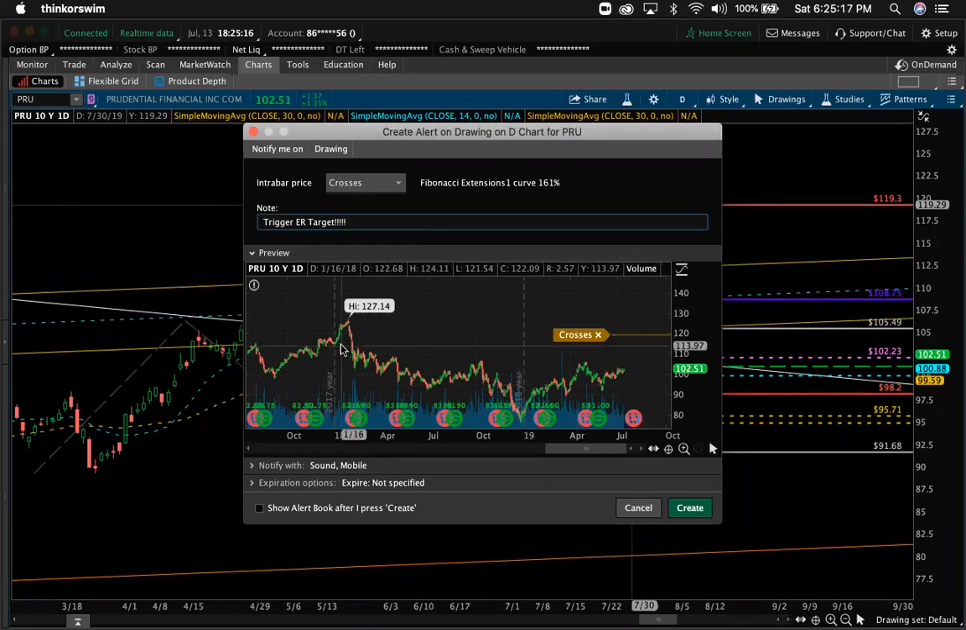Because you can see here, as I'm putting in these alerts, the high for 2018 was 127.14. And if this breaks above 106.61, which is the neckline, we're going to see a nice explosive move to 120. So I created my alert, trigger ER target. Let's say 119.30 is it. So looking for 120 for August.